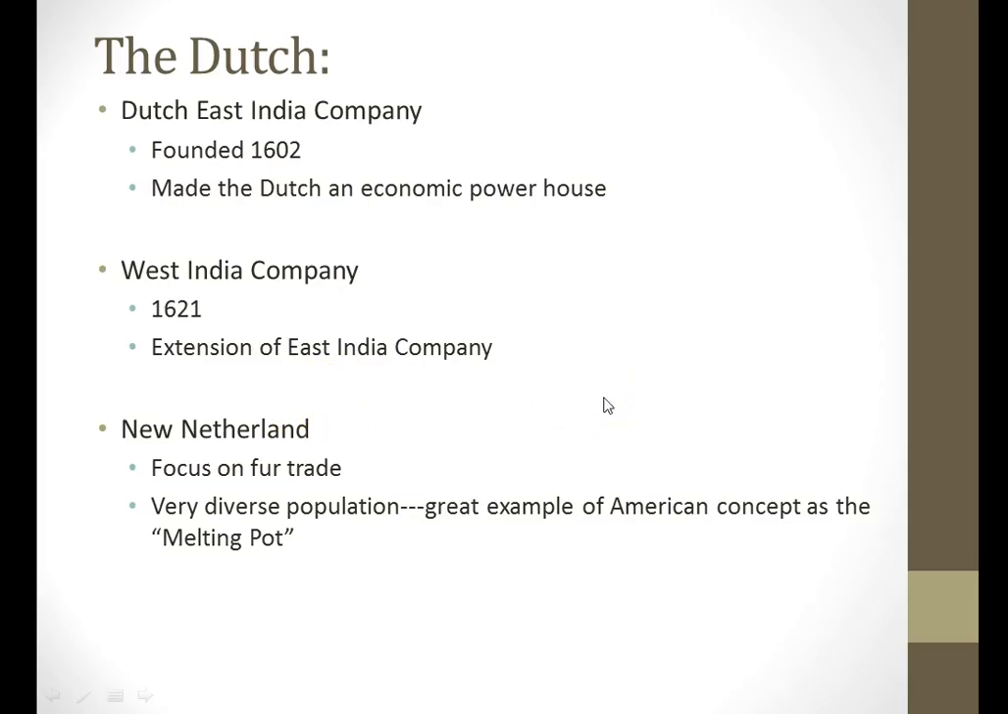It focused on the fur trade and had a very diverse population. And it's a perfect example of the American concept of the melting pot. I don't know if you've heard that, but America is known as the melting pot because we have so many different people from so many different countries, religions, backgrounds, ethnicities, races, all kinds of different stuff. And so America kind of got this nickname as the melting pot. And this is one of the earliest examples of that, New Netherland. There were so many different people there that were really just trying to make a new life for themselves.